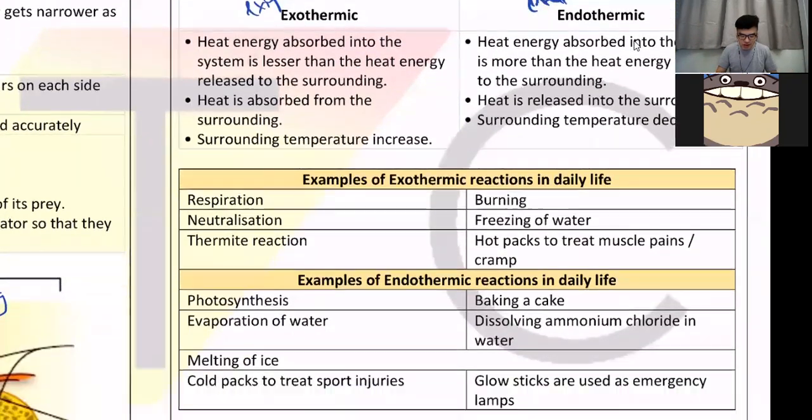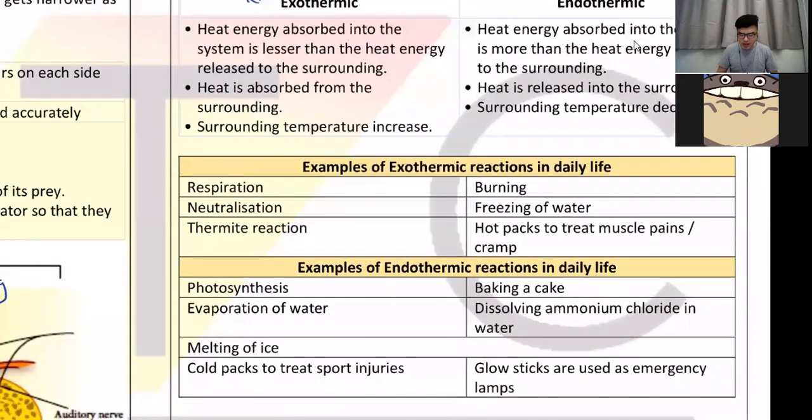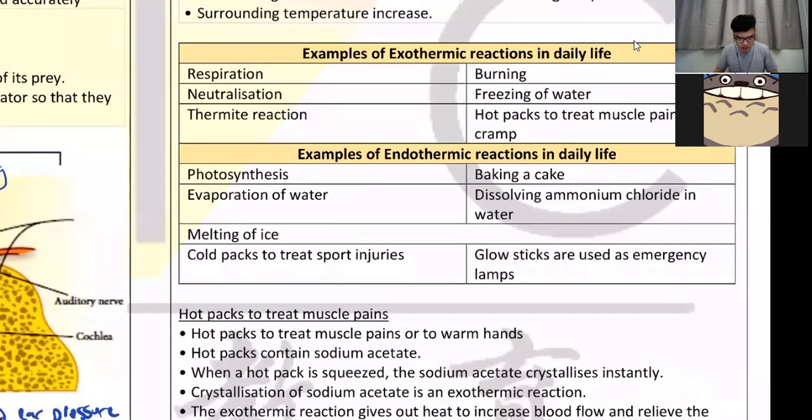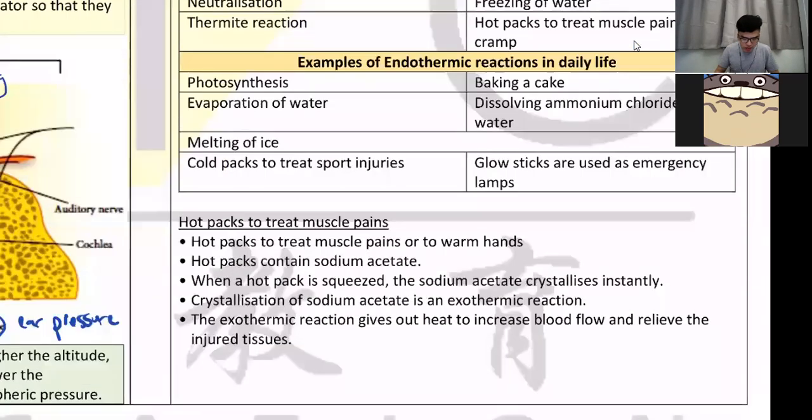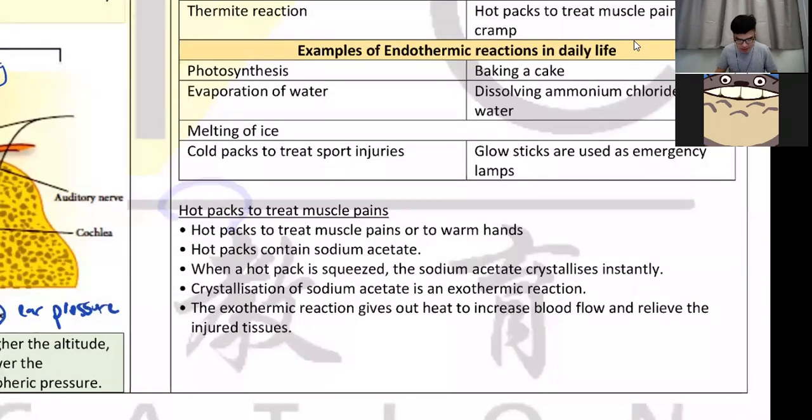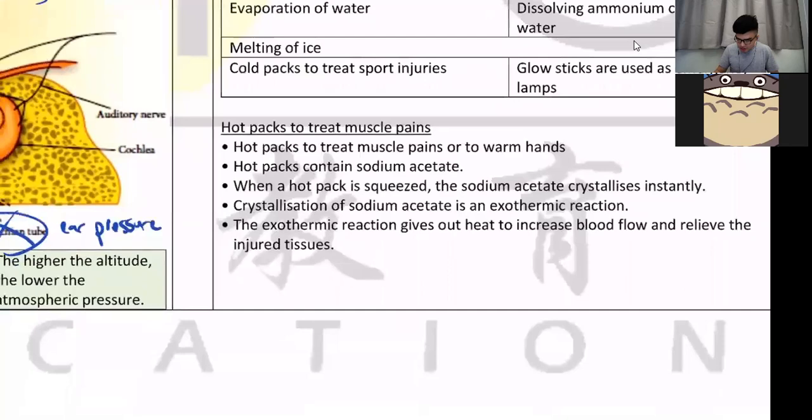So example. So this one you read it yourself lah. All these will make surrounding hot. You see, burning makes surrounding hot. What is exo? And then endo. For example, melting of ice. Okay, when ice melts, surrounding becomes cold. When ice melts, your drinks become cold. You see, endothermic because they absorb heat. So you can use this in a cold pack lah. Okay, I'm not gonna go for this lah.